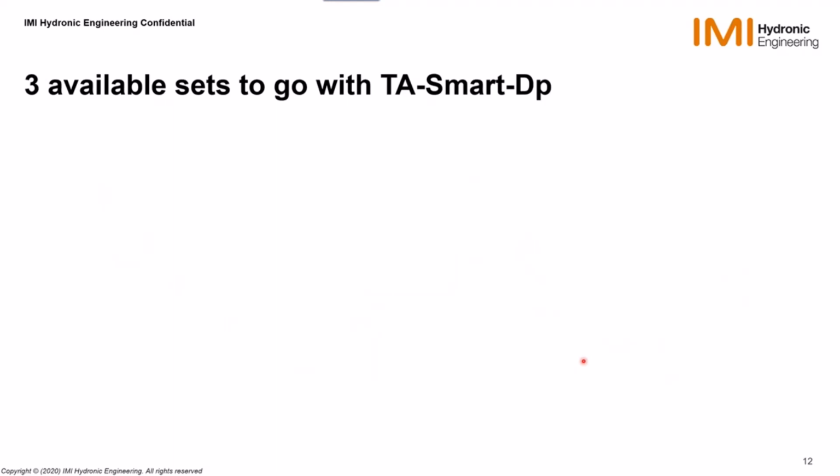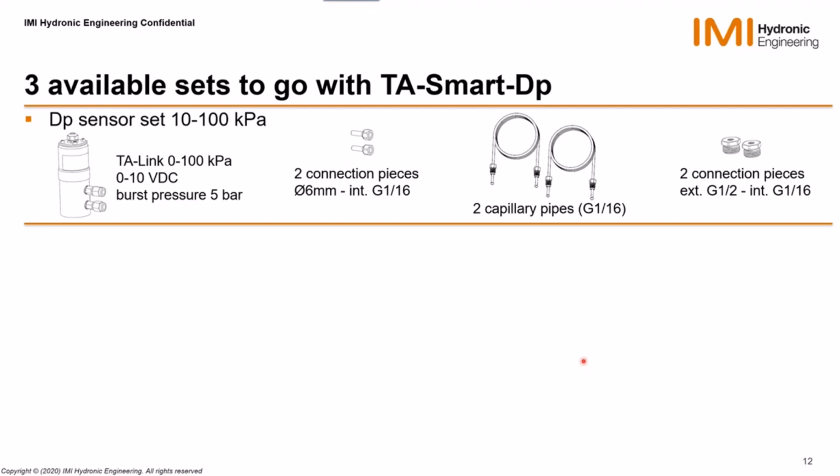Now, we have three available sets that will go with the TS-Smart DP. The first set will be a delta P sensor set where you can specify a delta P to be stabilized between 10 and 100 kPa. It is composed of a TA-Link. It's not an existing TA-Link that we have in the datasheet. It's a new version of it. It's the TA-Link 0-100 kPa that gets an output of 0-10 VDC, and that has a higher burst pressure than what we are used to.